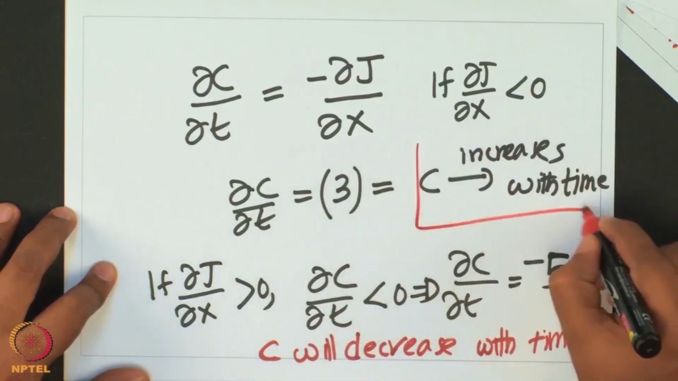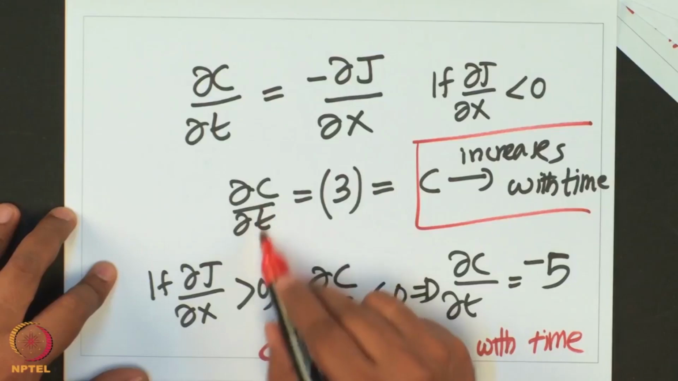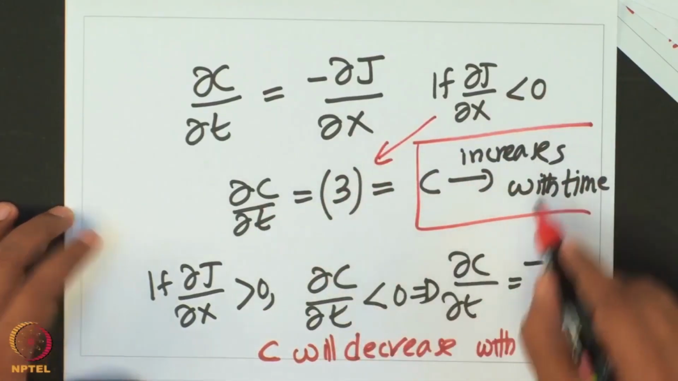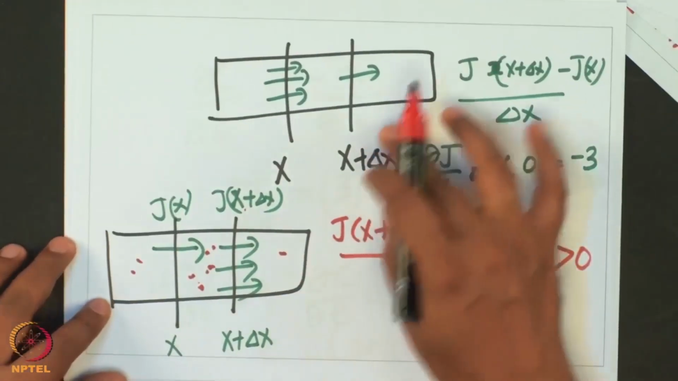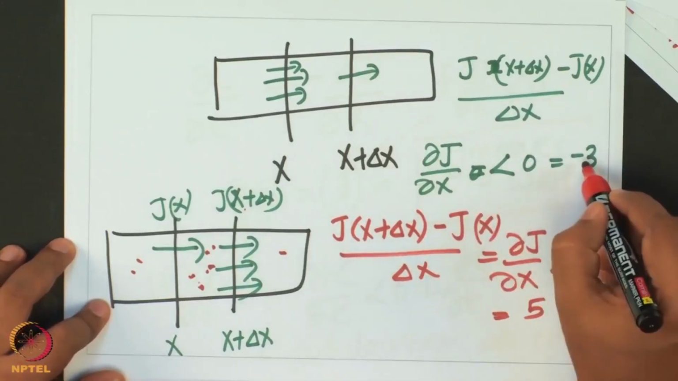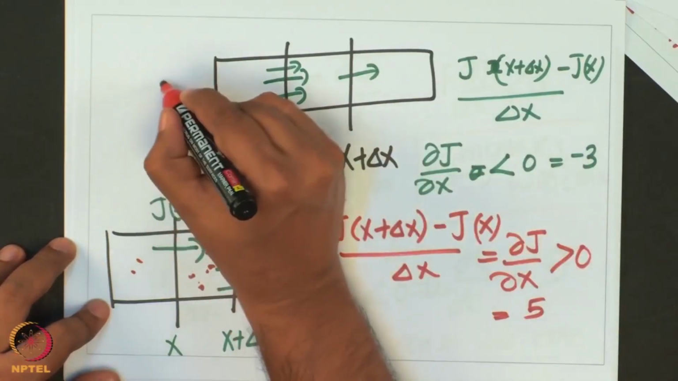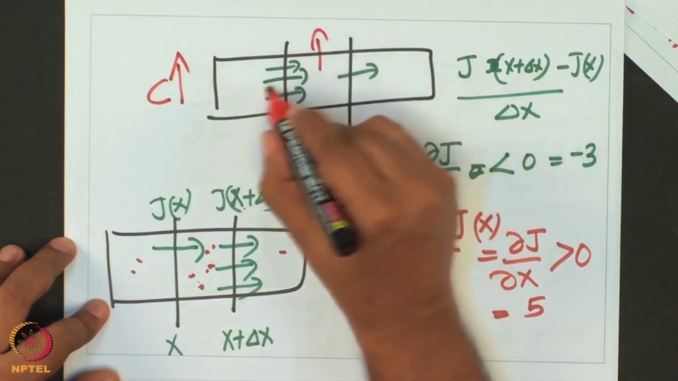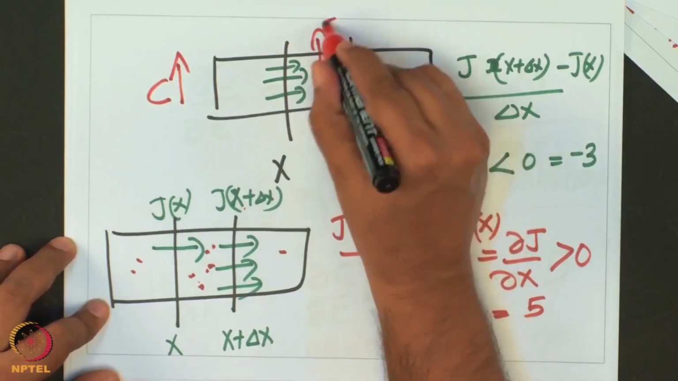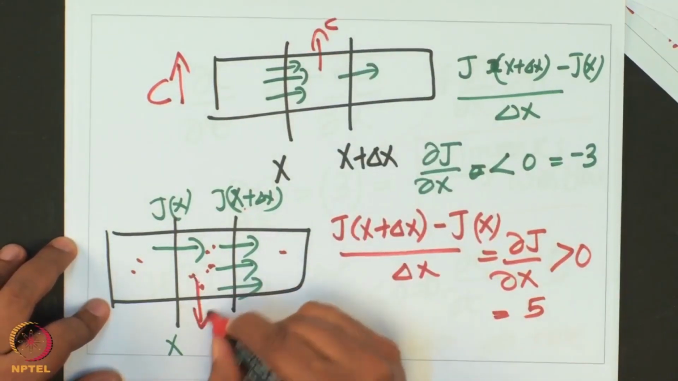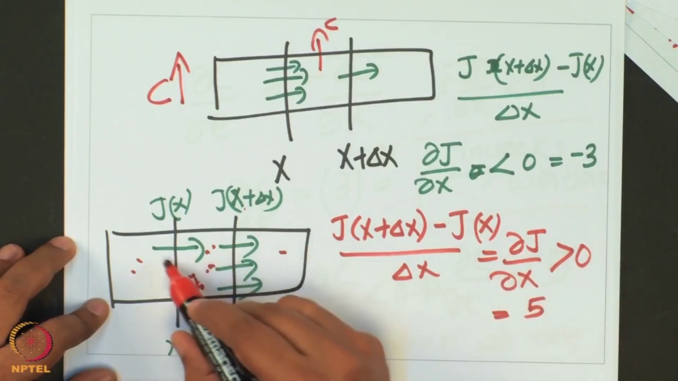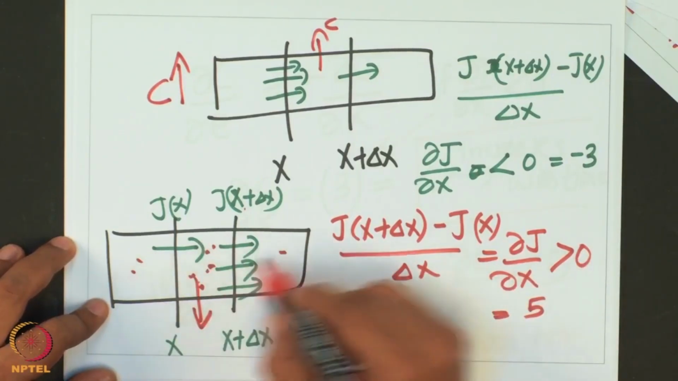If del J by del X is less than 0, C will increase with time. So, this is something that you can check here. Here, in this case, del J by del X is negative. So, that means here C will increase with time, because the concentration here will increase, more are coming in. So, the concentration here will increase. Here, the concentration will decrease because del J by del X is positive and less coming in, more going out.